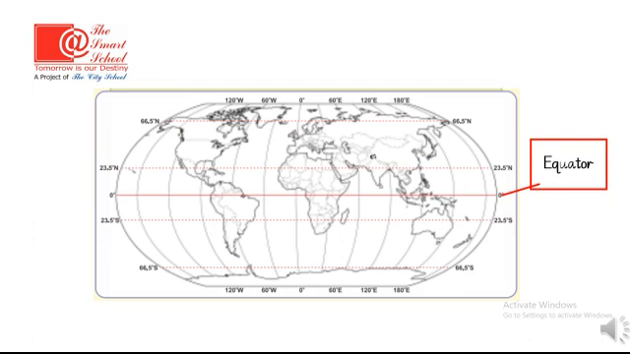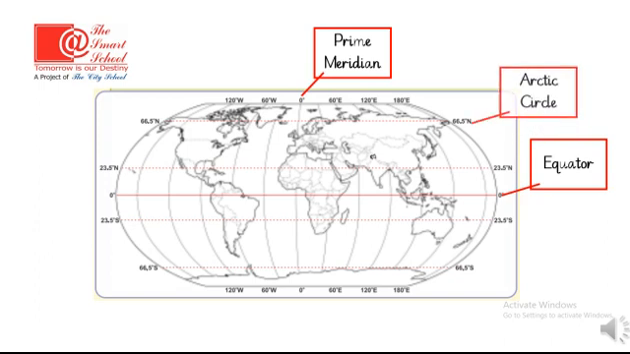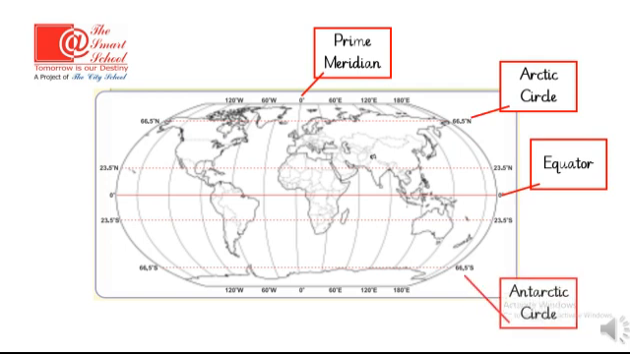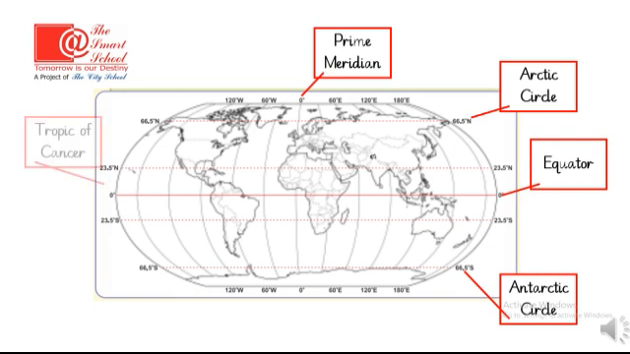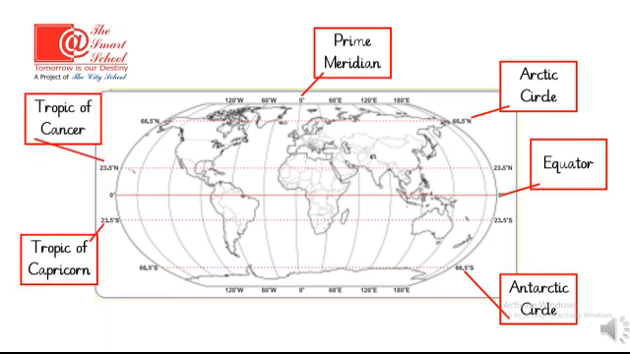0 degree latitude. Yes, it's the equator. 0 degree longitude. Yes, it's prime meridian. 66.5 degree north, and this is line of latitude. It's Arctic Circle. 66.5 south, Antarctic Circle. 23.5 north, Tropic of Cancer, and 23.5 south, Tropic of Capricorn.